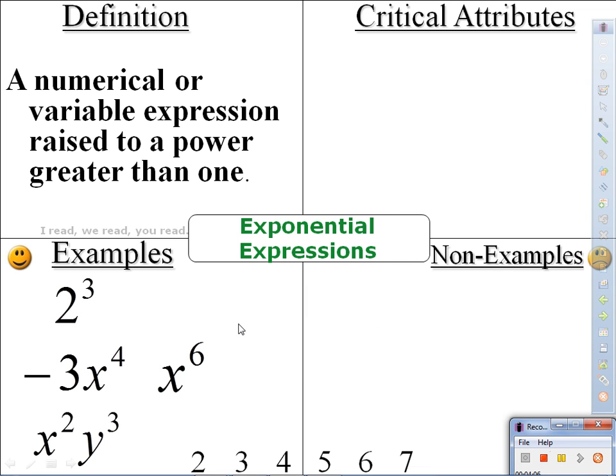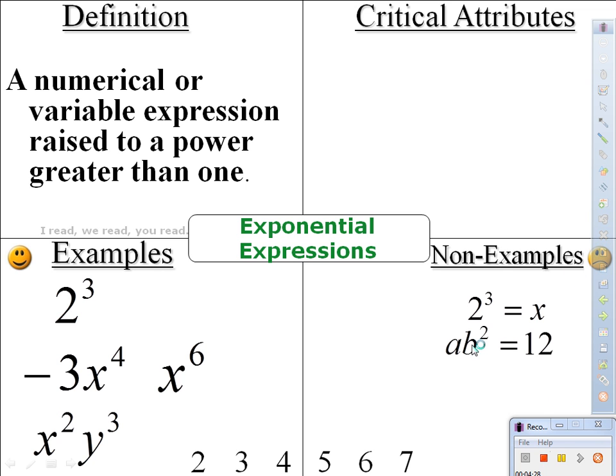Okay, everybody look up, please. Pens down, eyes up here. You'll finish copying in a little bit. Once again, we're clear why these are exponential expressions: they are either numerical or variable and the power is greater than 1. Is that correct? Now let me show you what is not. Here it goes. Don't say it out loud, keep it to yourself.